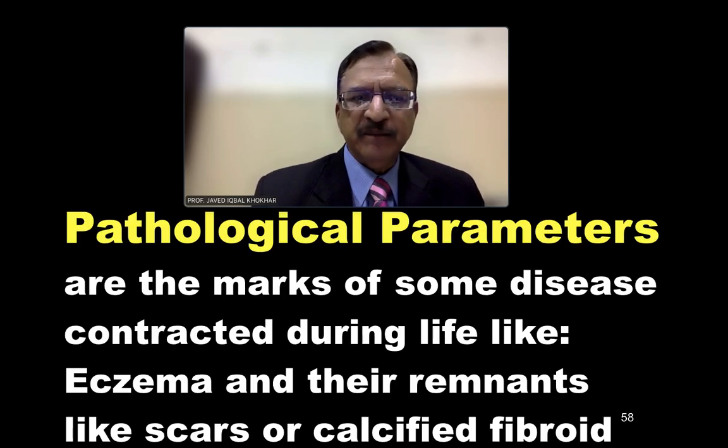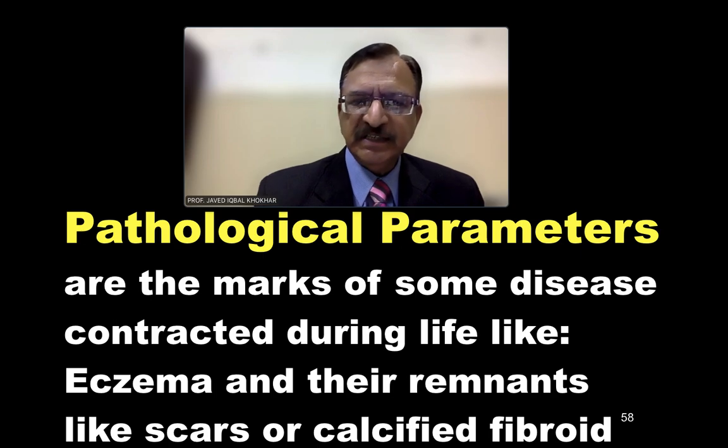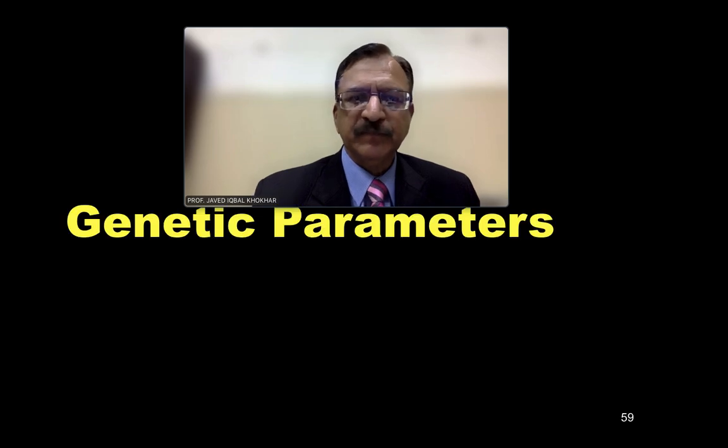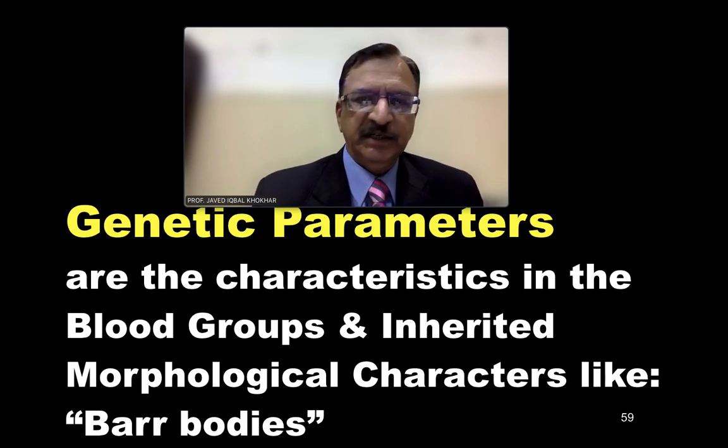Then the pathological parameters like the scar marks, the marks of certain disease, contractures, eczema, and remnants of the scars of some calcified fibroid or any wound, any injury. So these are the pathological parameters which can be specific for that particular person. Regarding the genetic parameters, they are characteristics in the blood groups and inherited morphological characteristics like the Barr bodies and the Davidson bodies, which are nuclear characteristics specific to that person.